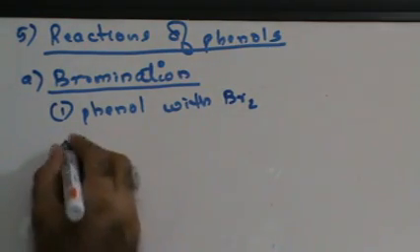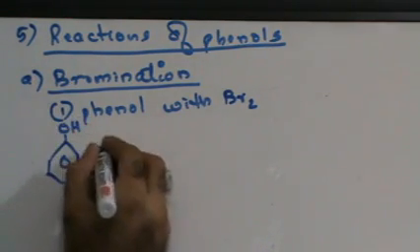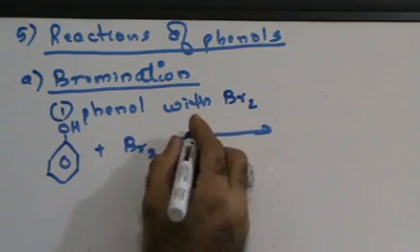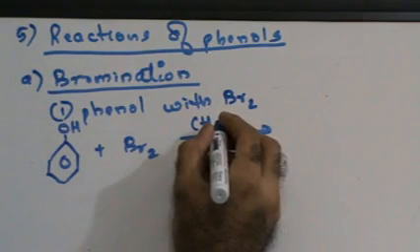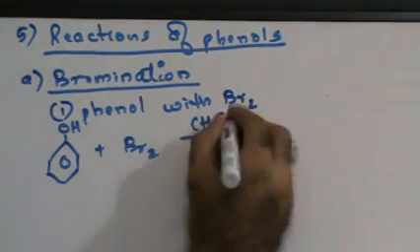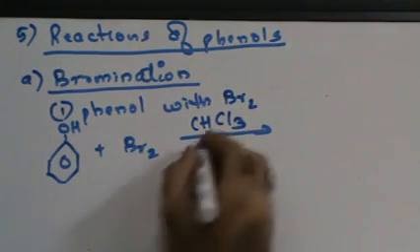So phenol reacts with bromine gas in the presence of methyl dichloride, in the presence of chloroform at 273 Kelvin.